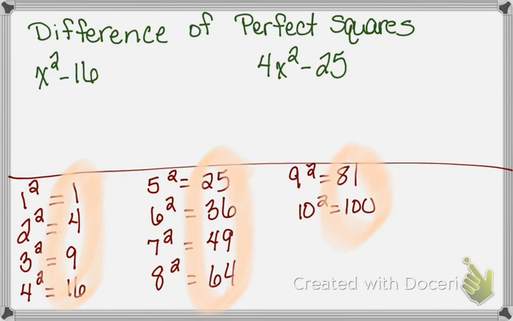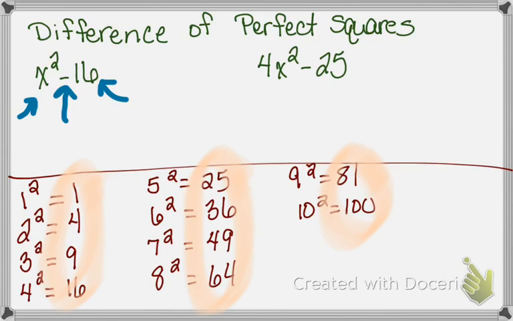So the difference of perfect squares is when you have a perfect square here and you have a perfect square here and you have a subtraction sign here. The first term has to be perfect. The second term has to be perfect. And it has to have a subtraction sign. That's what makes a difference of perfect squares.